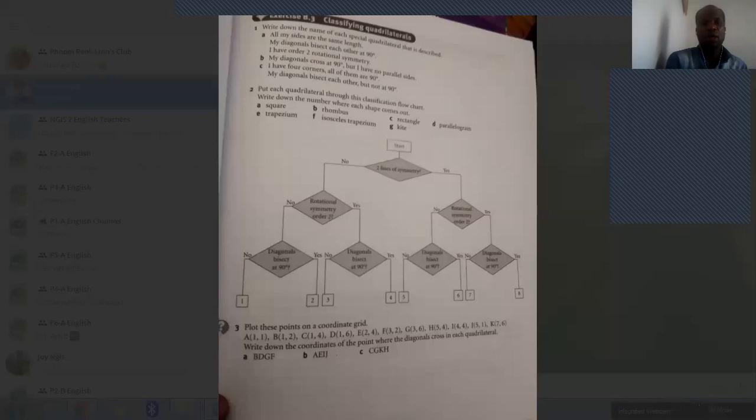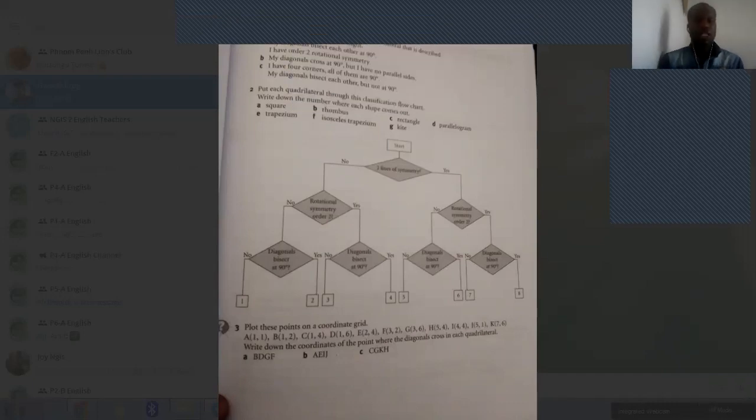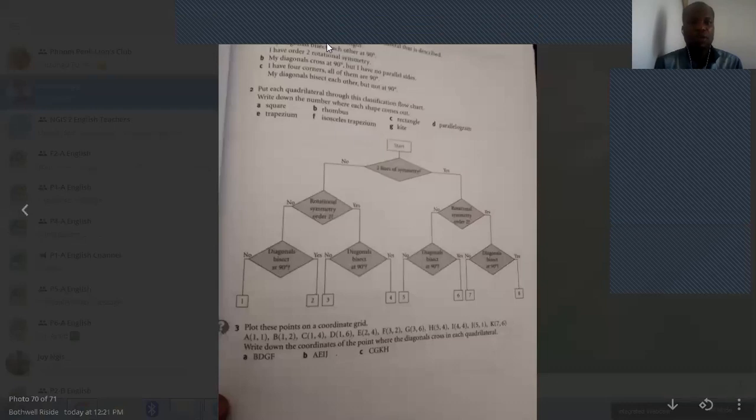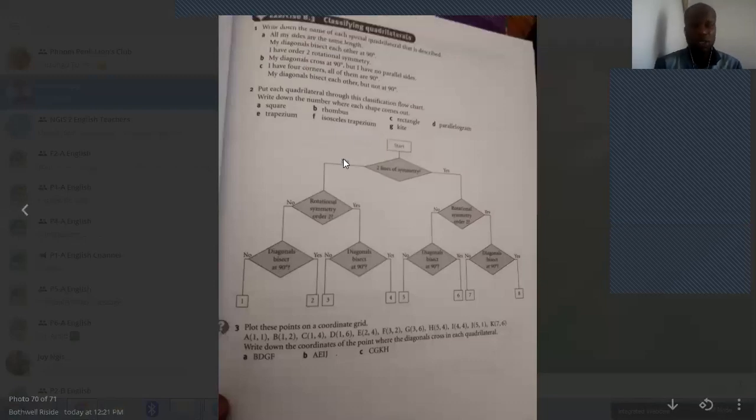If we look at these shapes, of course, this square has already been eliminated because it doesn't have order 2 rotational symmetry. Let's go to the rhombus and check whether it fits this description. All of my sides are of the same length, 2 pairs of parallel lines, my diagonals bisect each other at 90 degrees, right? It's very correct. So you can see that a rhombus fits this description because all the other shapes don't have all sides equal. So this one is a rhombus. It has order 2 rotational symmetry. We talked about the rotational symmetry of a rhombus, and we said it has only 2.